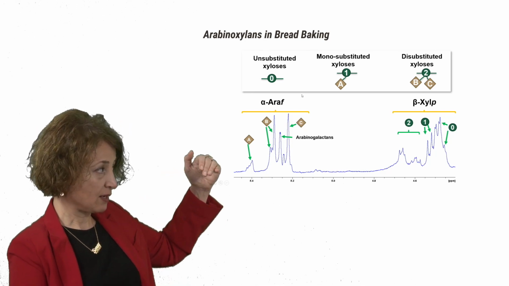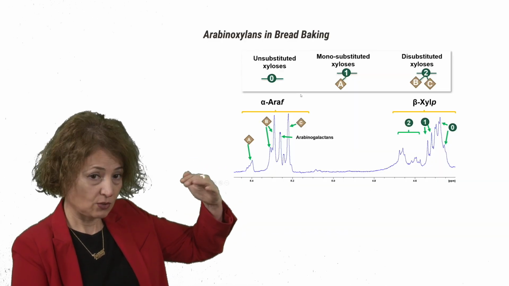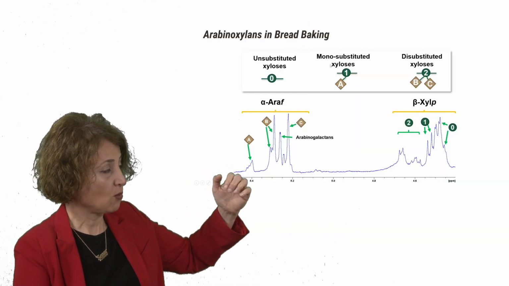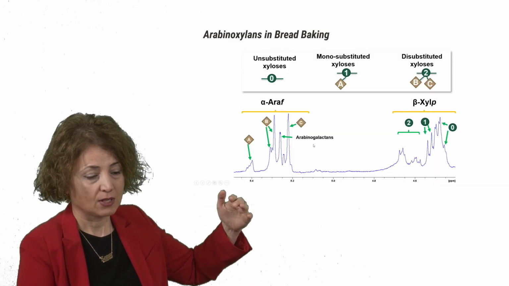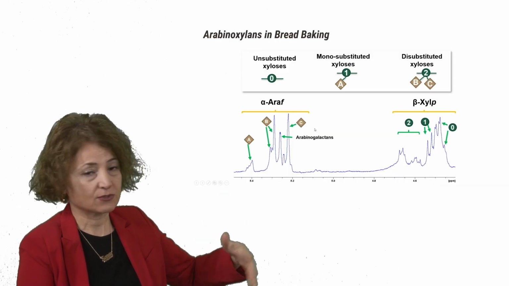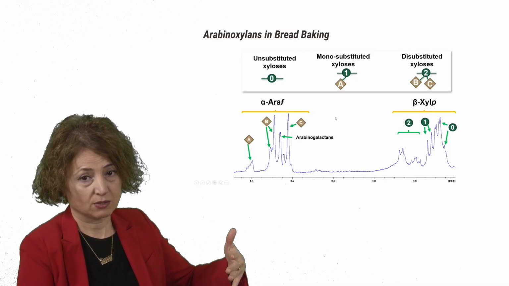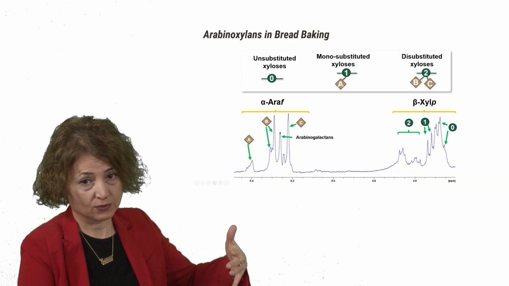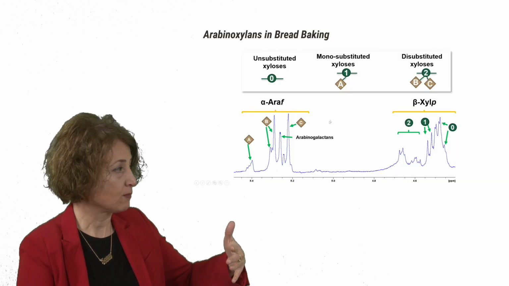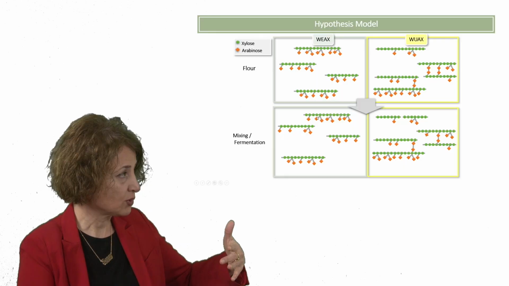Remember, in arabinoxylan structure, we can have no substitution, or we can have one or two substitutions, and they will have different properties. And using very advanced chemistry technologies, we can actually quantify and measure how much of the xylose has one or two types of linkage using proton NMR.